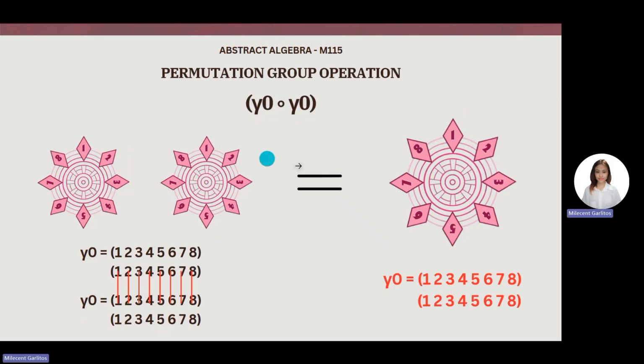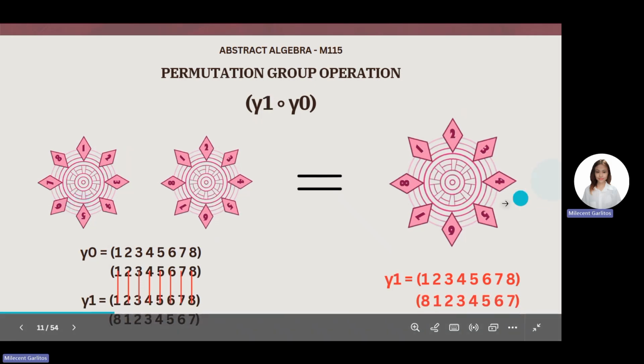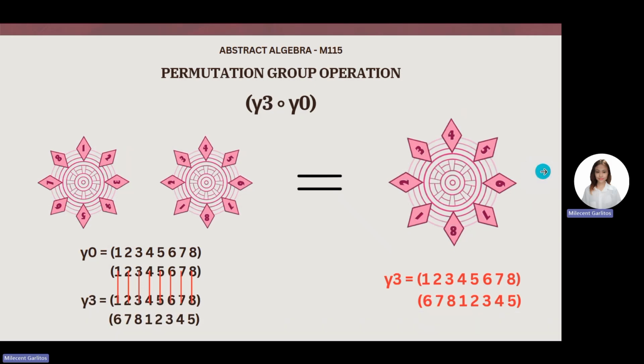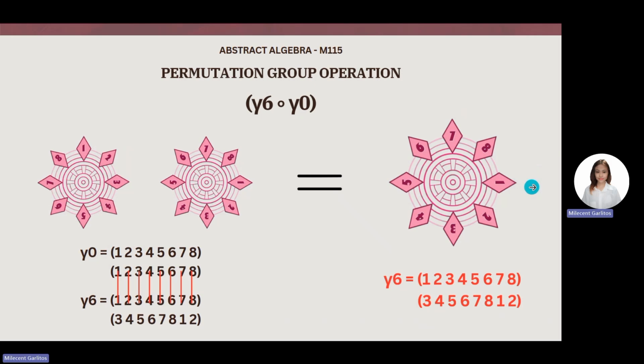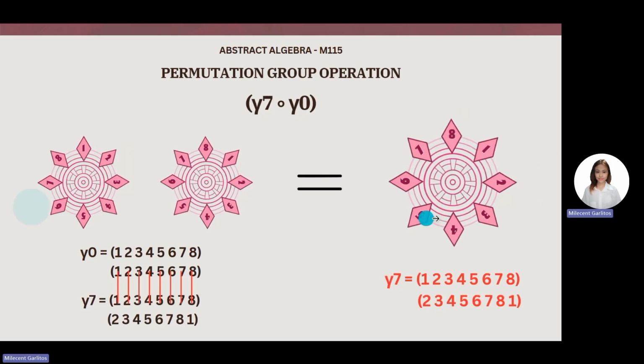For example, this one here, γ sub 0 to γ sub 0 still would be γ sub 0. Gamma sub 0 and gamma sub 1, it still will remain as gamma sub 1. It will go until gamma sub 2, gamma sub 3, gamma sub 4, gamma sub 5, gamma sub 6, gamma sub 7.